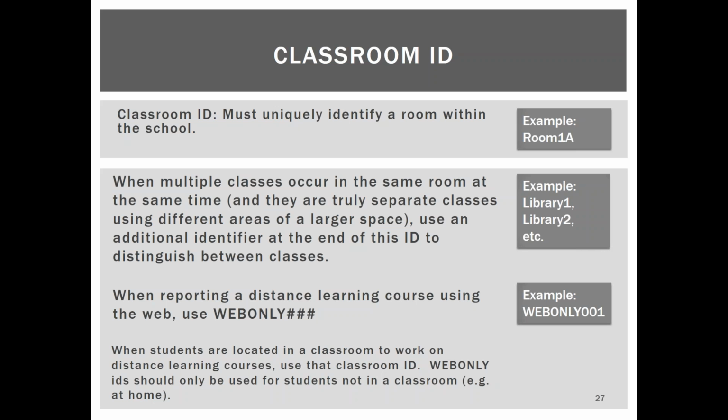For distance learning courses, like online courses, it's helpful if you use the phrase web only and then numbers. It makes it easy for us to identify that it's an online class. You can use whatever you want as long as it distinguishes it as its own class, but web only is helpful for us. And then again, let's say you have several of them: web only 1, web only 2, web only 3, etc.